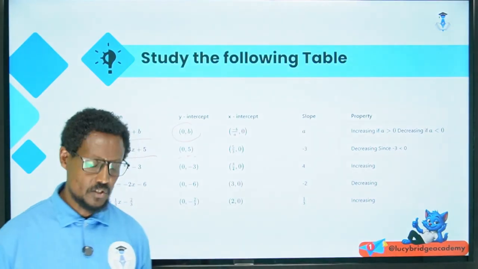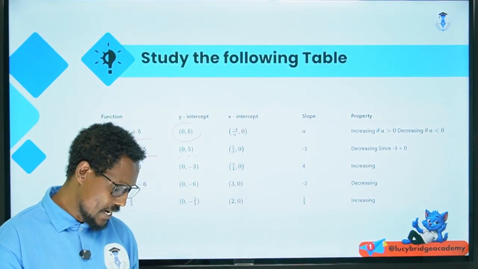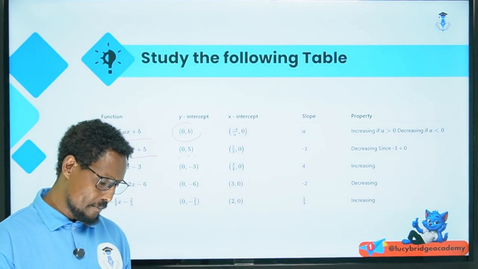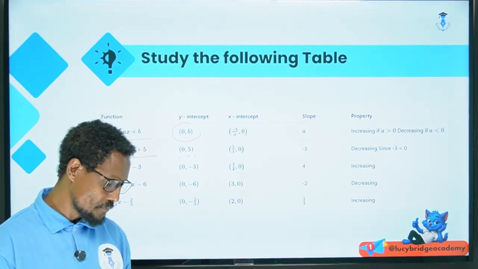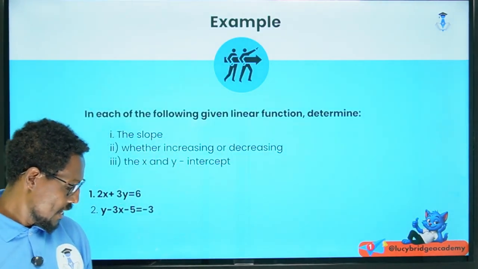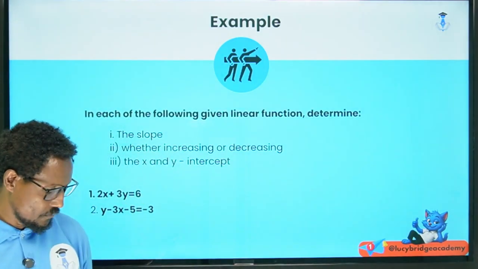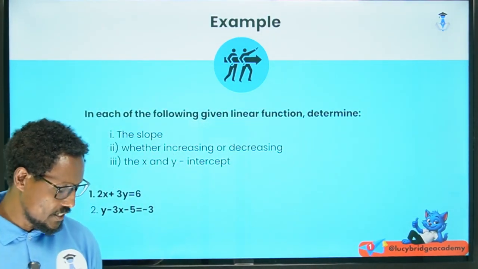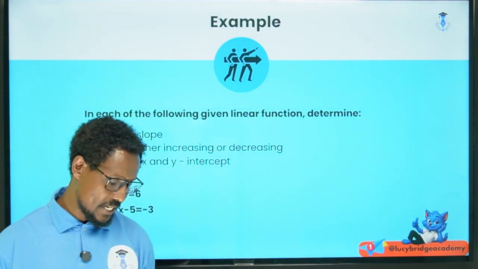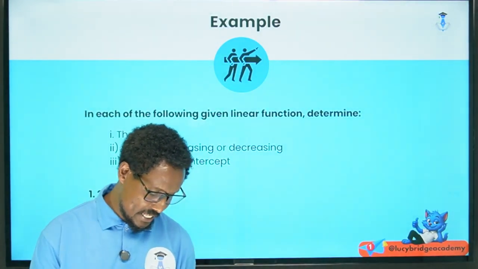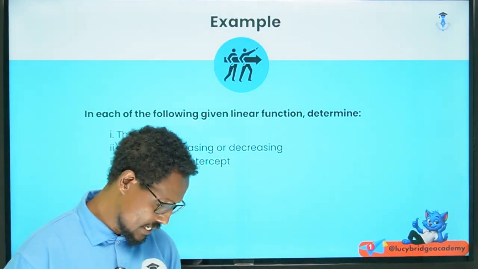Similarly, we can write the others this way. Now example: in each of the following given linear functions, determine the slope, whether increasing or decreasing, and the x and y intercepts, right?